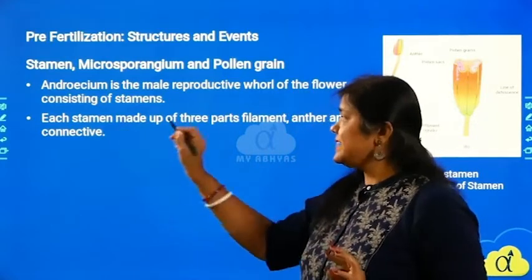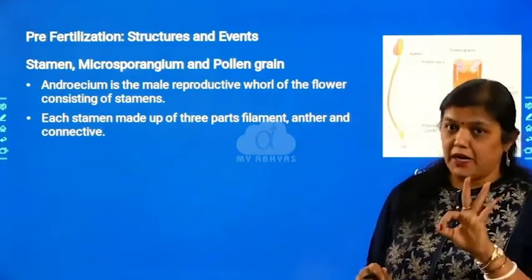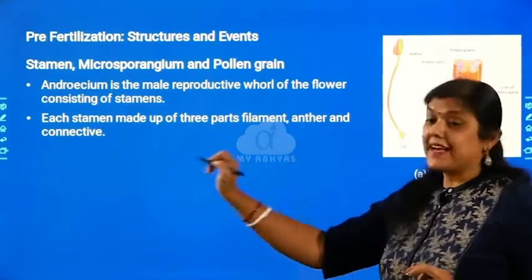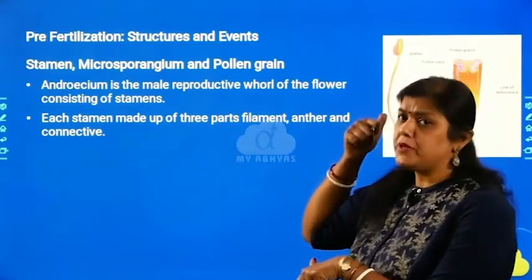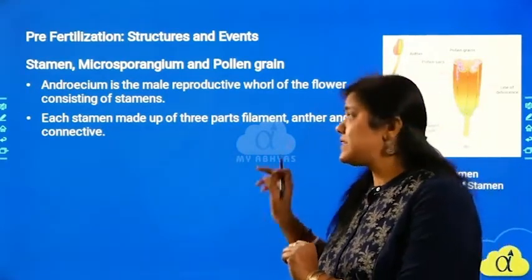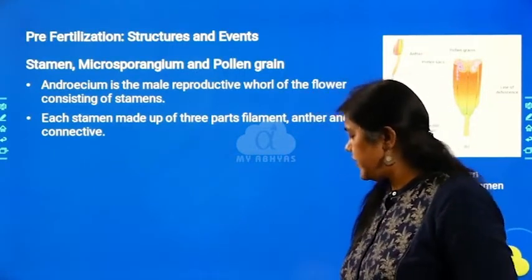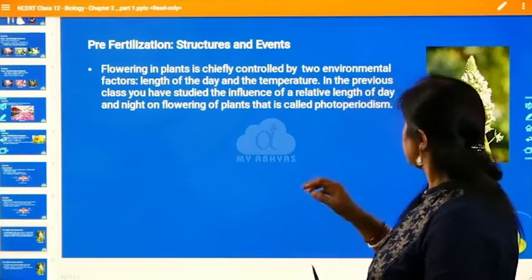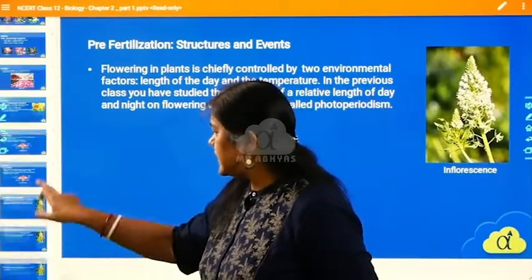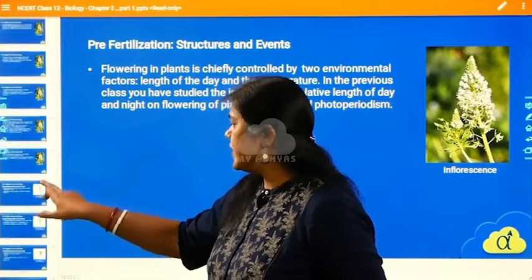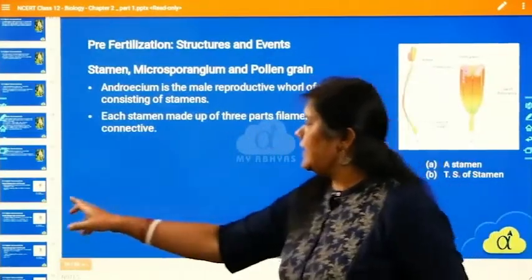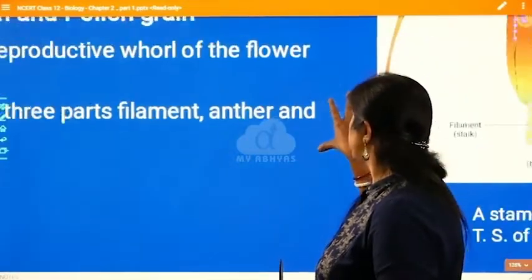Each stamen is made up of three parts: filament, anther and connective. Though connective is not visible in this particular photograph, there is a part which is called the connective. Let me show you this connective. If I can draw this in a proper way, I think I can show this to you. Let me go to the slide and let me zoom the picture for you.